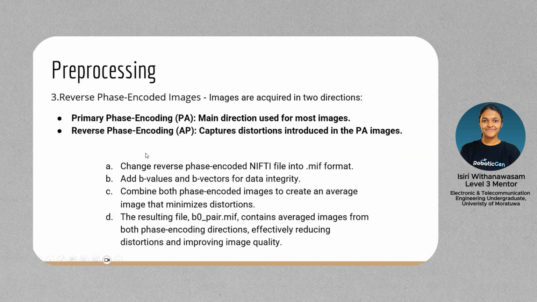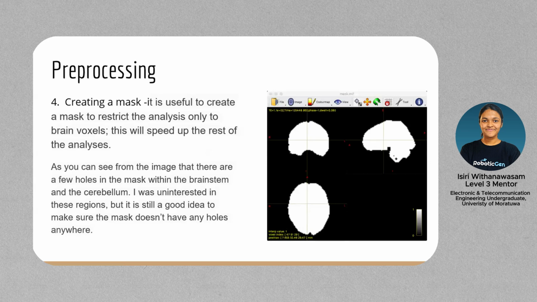Next, we have reverse phase encoded images. As I mentioned, the primary phase encoding is the main direction used for most images, and the reverse phase encoding captures the distortions introduced in the primary phase encoding. What we are basically doing is adding the B values and B vectors and then averaging them throughout the image.